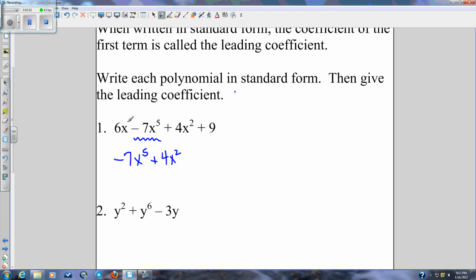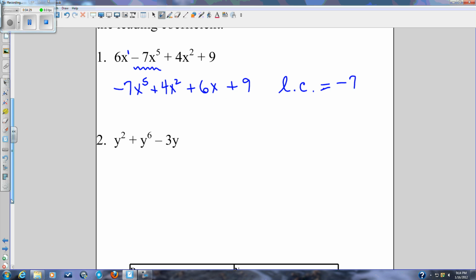Remember, this 6x really is like 6x to the 1st, so that's the next highest one. And then our constant of plus 9 goes on the end. So this is written from highest degree or highest exponent down to the lowest exponent, highest degree to lowest degree. And the leading coefficient, I'm going to call that LC. The leading coefficient, the first number in front of a variable, first number of our term, that's what we mean when we say leading coefficient, is negative 7, and that's when it's written in standard form. Let's do this next one.